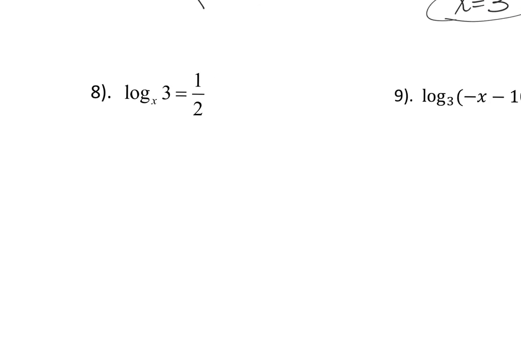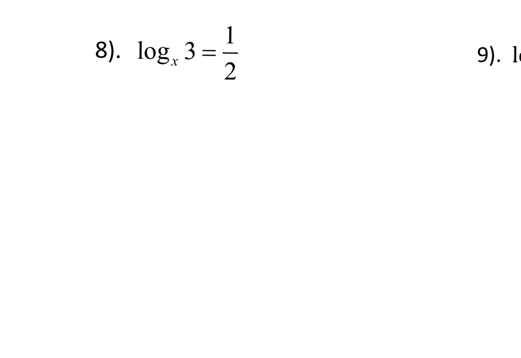Moving on to number 8, log base x of 3 equals 1/2. Convert to exponential form. Base to my exponent is equal to my argument. And this comes from our type 2 equations last week, where x is the base raised to a fractional exponent. Whenever you have a fraction exponent, you're going to raise each side to the reciprocal power. And the reciprocal of 1 over 2 is 2 over 1.